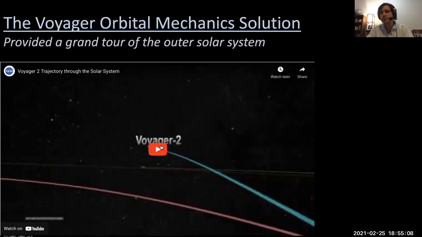Voyager 2 was launched in August of 1977, a little bit before Voyager 1, which was launched in September of 1977. What we're going to do is we're going to track them as they make their journey through space.